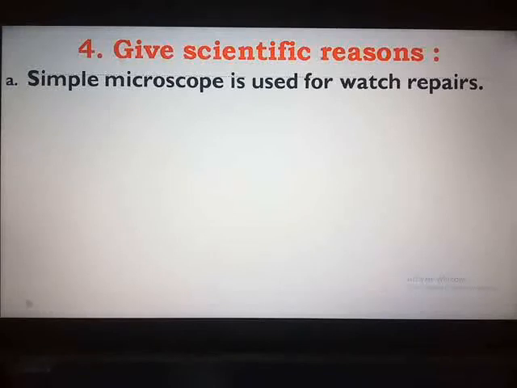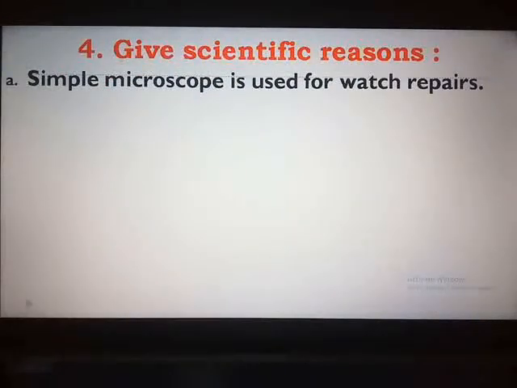In the exam, they can ask a HOTS question. Instead of watch repairs, they can ask jewelry repairers or jewelry makers. They also have to go through the minute parts of the gems and all to repair or to fit them.